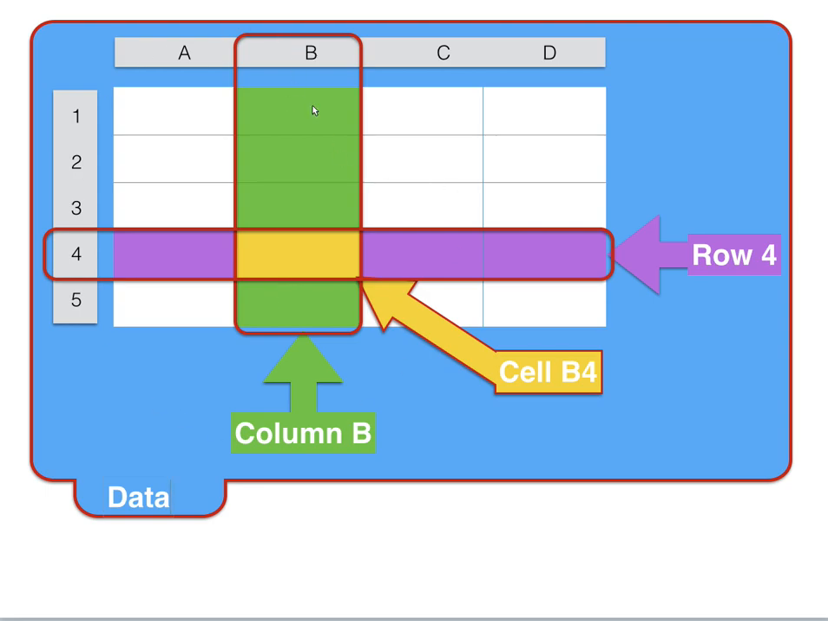In this sheet, we have the column B here highlighted in green. So all the cells in the vertical column B, that's the B column. Rows are horizontal, so here the purple row, this is row number 4. So I can identify this cell here as being the cell that is B4, and it can have a unique entry. So a cell can have a unique data item.